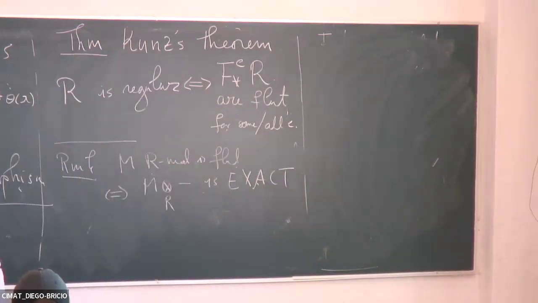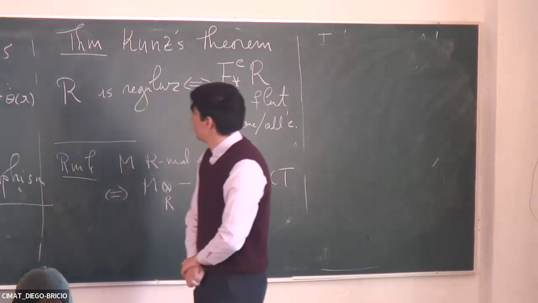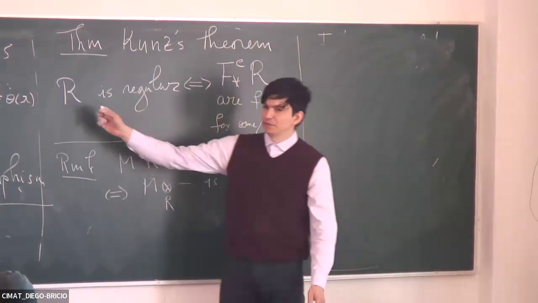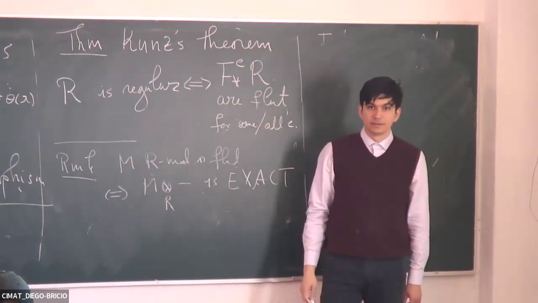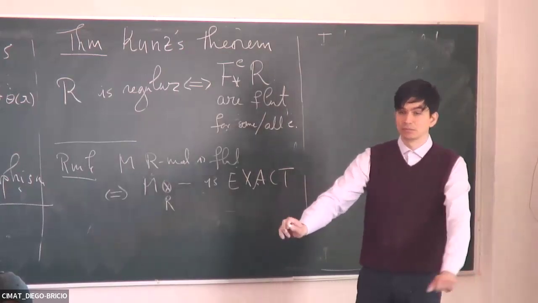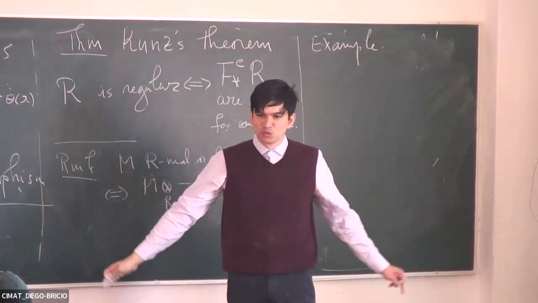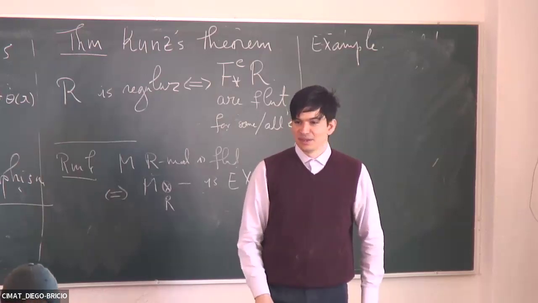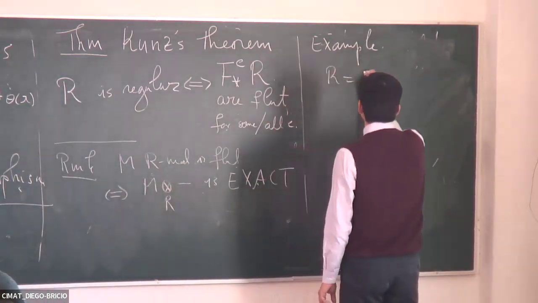Okay, so that's the easy part. What do you think is the easy part? The easy part actually is easy, relative to the converse, let's say. The easy part is that if R is regular, the natural observation is that the Frobenius is flat. Let's do an example. What is the most regular ring ever? What is the regular ring for excellence? An easy one: a polynomial ring. So take R equal to a polynomial ring.